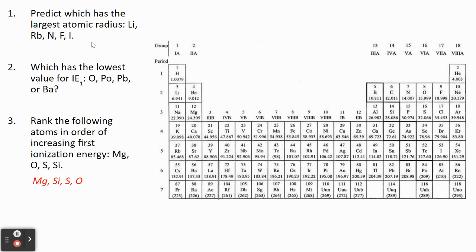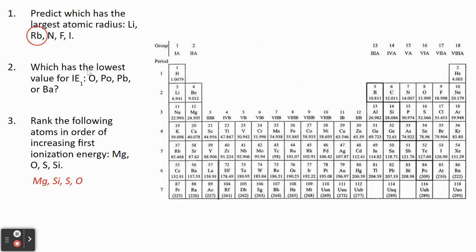Here are some questions to practice. It says, predict which of the following would have the largest atomic radius. So remember that atomic radius is larger as we go to the left and as we go towards the bottom. So the largest one would be the farthest to the left and farthest to the bottom. That would be rubidium.